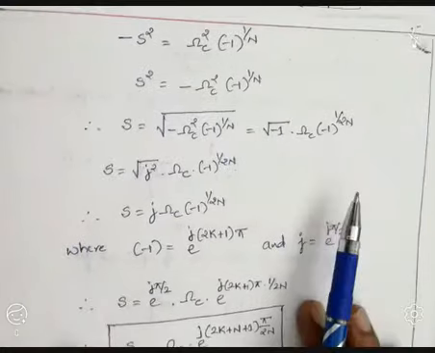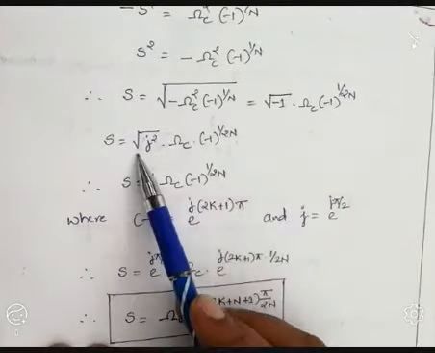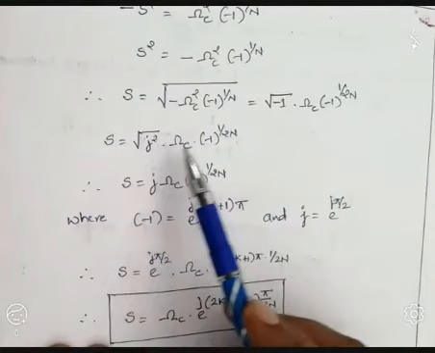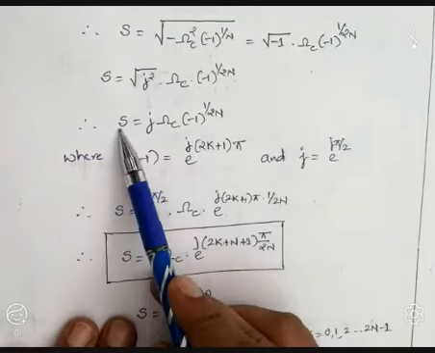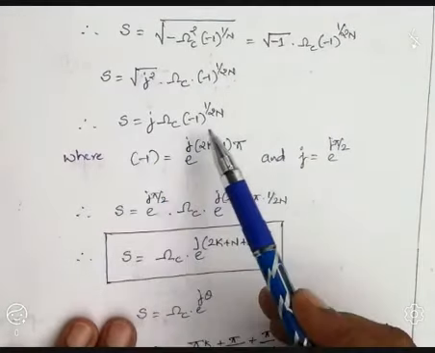J square equal to minus 1, we know, correct? So that one I'm going to substitute here. S equal to the square root of minus 1, which is what? J square omega c, the remaining term as it is. Next, the square and square root cancel. S equal to j omega c times minus 1 to the power 1 by 2n.